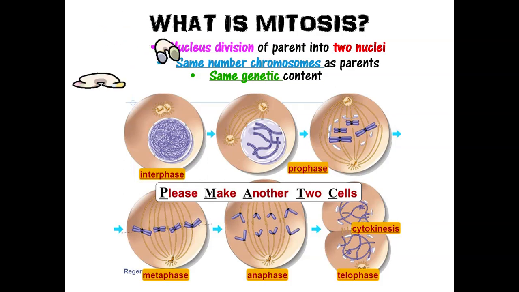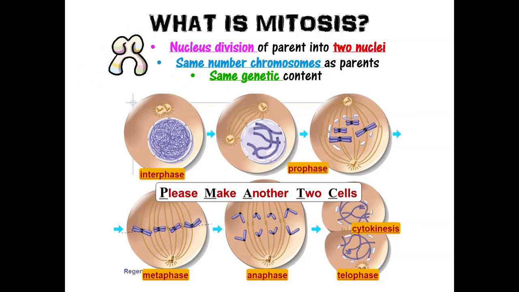Okay, so as a tip to remember the phases, you can use P, M, A, T, and C. P for prophase, M for metaphase, A for anaphase, T for telophase, and C for cytokinesis.